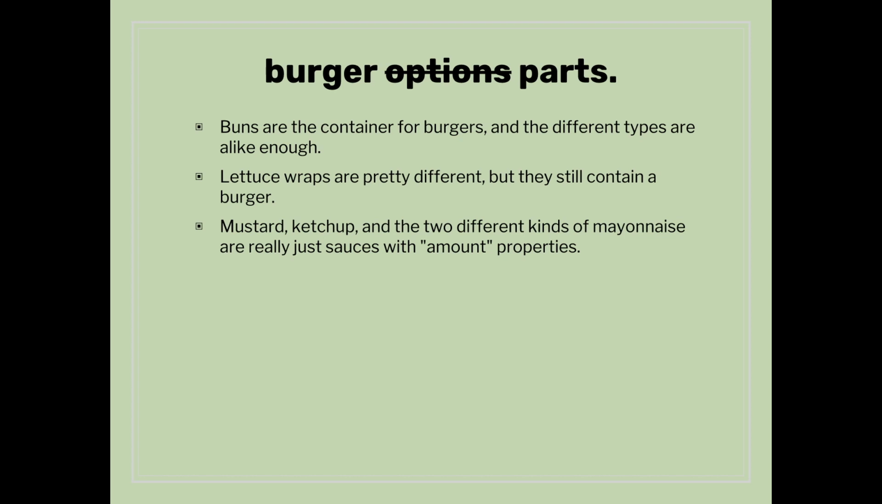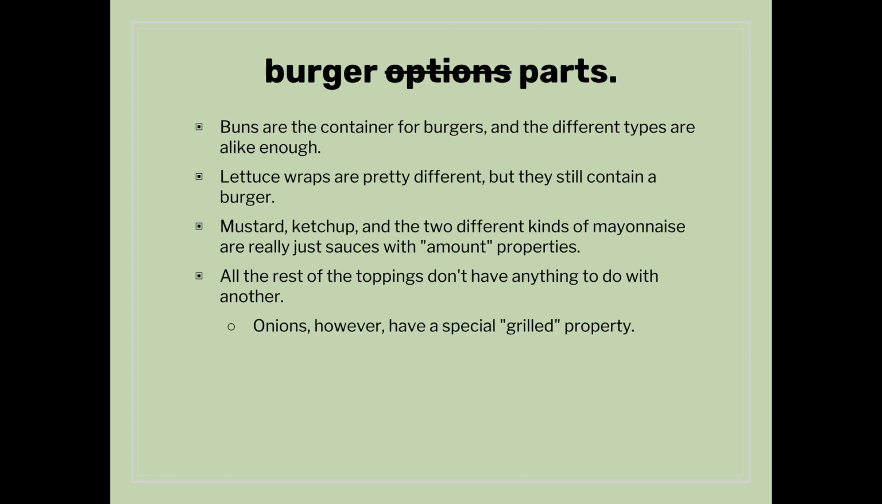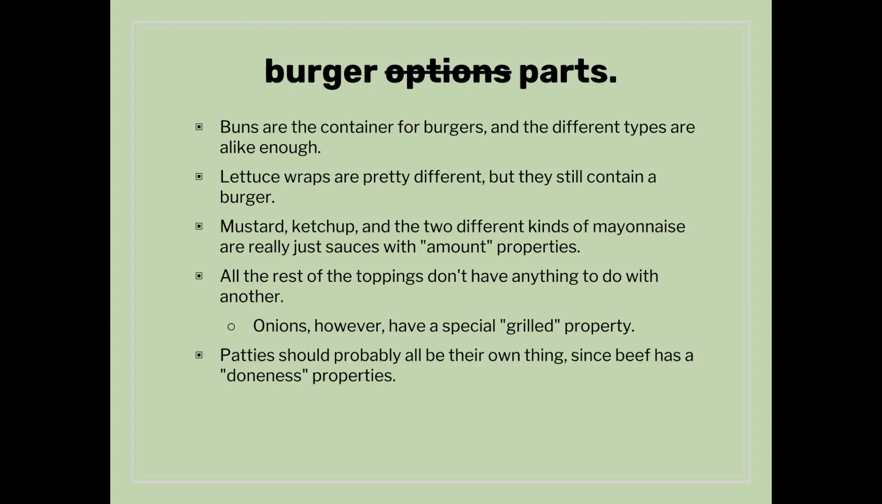And all the rest of the toppings don't really have anything to do with one another. They're sort of individual pieces. Onions are special, though, because they have that grilled property. And patties should probably all be their own thing, since beef has a doneness property, and the other two patties are pretty different from that. And then the chicken fillets are also different enough, and we know that they come in two types.